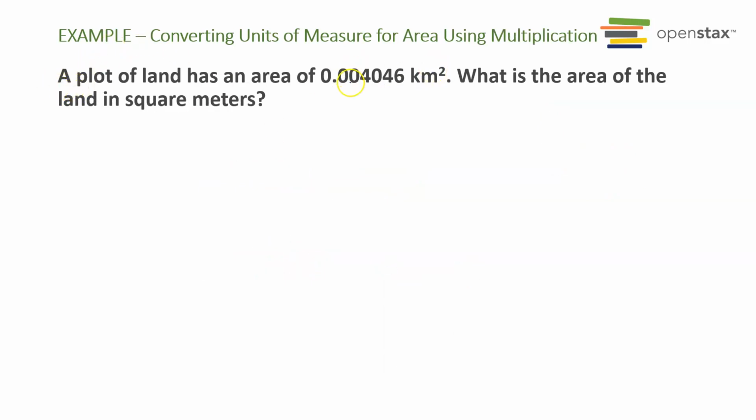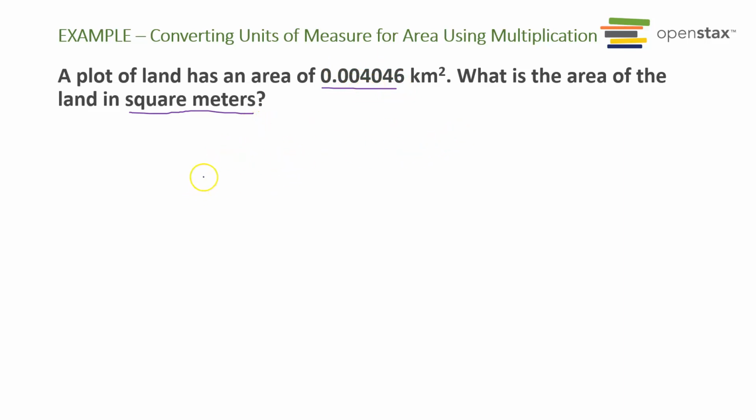So, what about the other way around? Here we've got a plot of land that has an area of 0.04046 kilometers squared, which is kind of small. What is the area of land in square meters? In the previous one, we had a large number of square meters, and we converted to kilometers squared, and it wasn't as large. Here we have a tiny value for square kilometers, which means that probably square meters would be better.